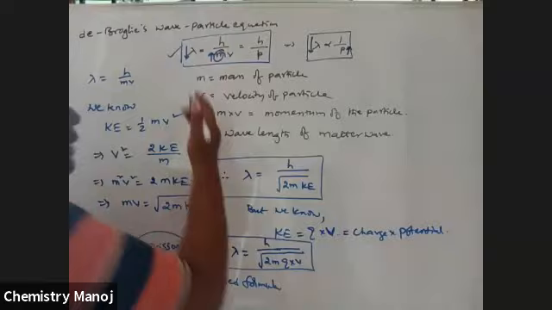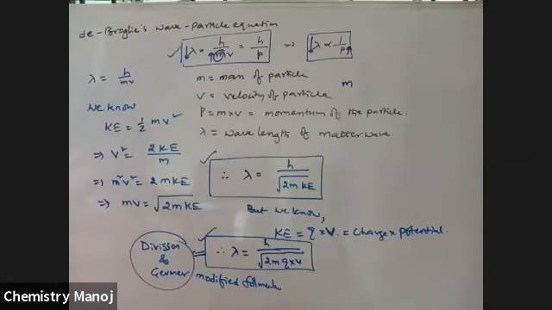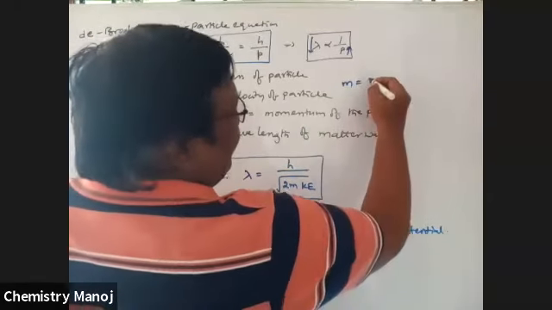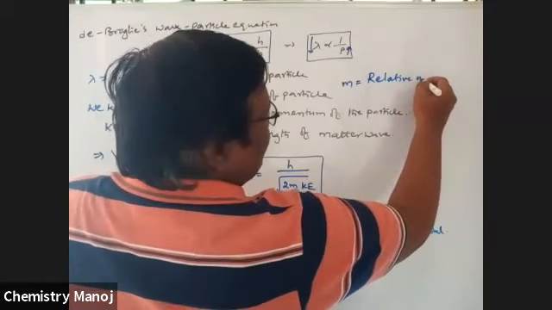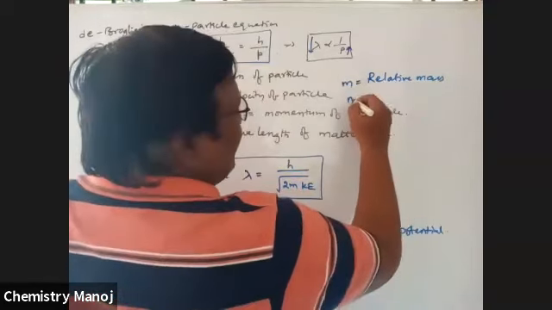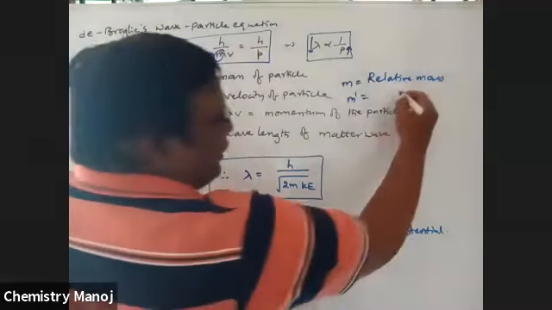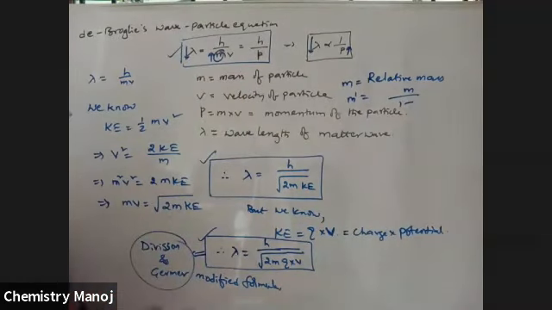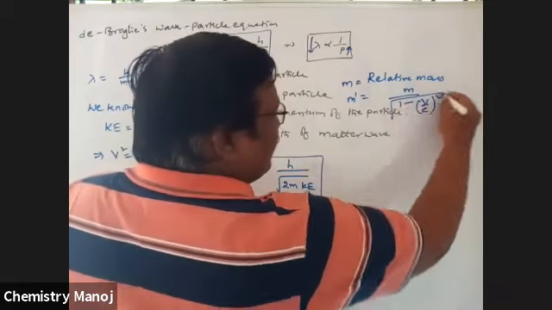Sometimes this m, the mass of the particle, is taken as reduced mass, or also relative mass. That relative mass m dash is equal to m by under root of 1 minus v by c whole square.